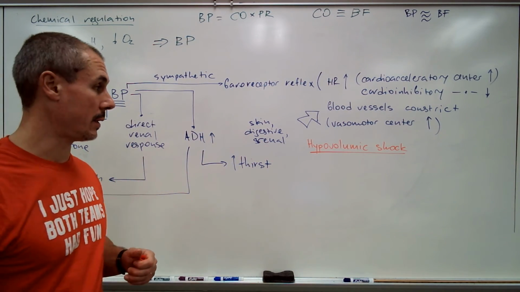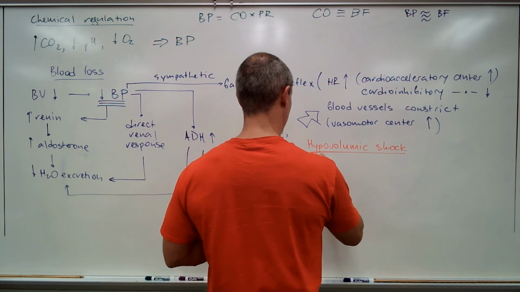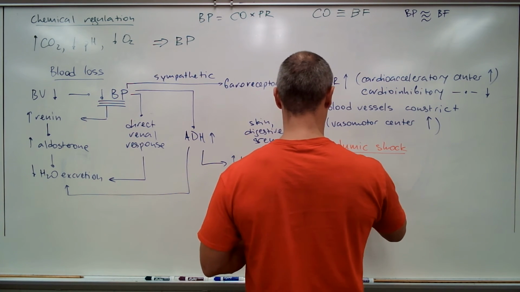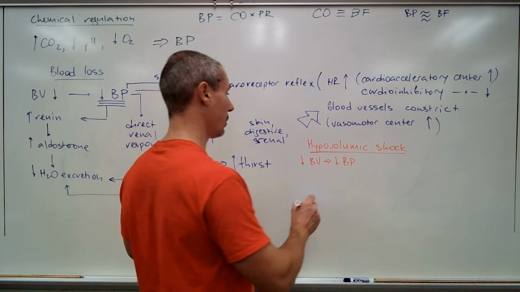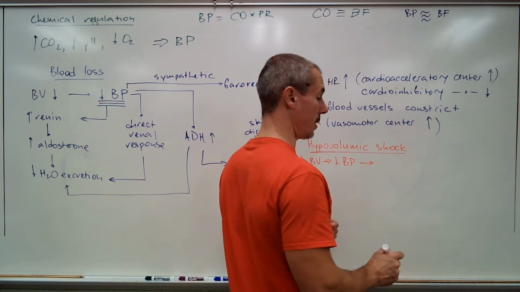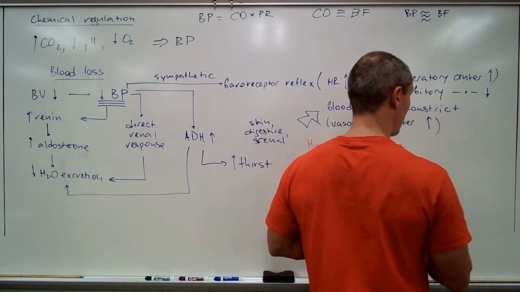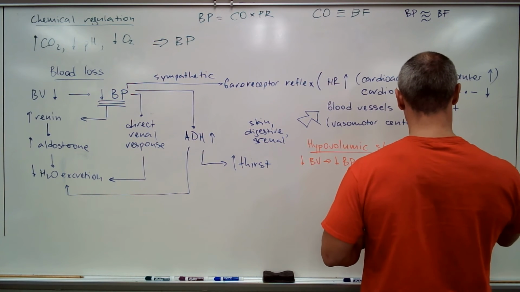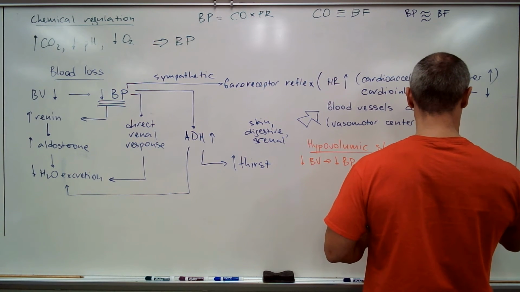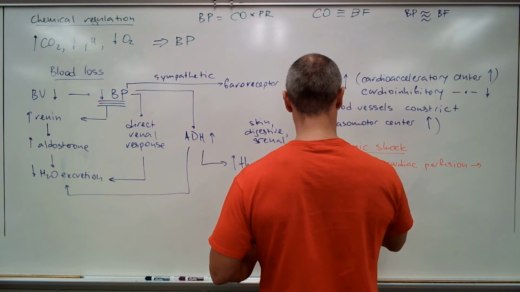Okay, now look at this. Low blood volume results in low blood pressure. Low blood pressure results, among other things, in low cardiac perfusion. By cardiac perfusion, I mean blood flow through the heart, which results in cardiac insufficiency.